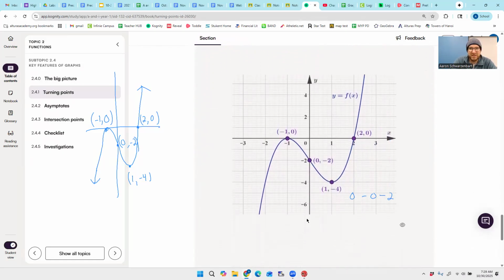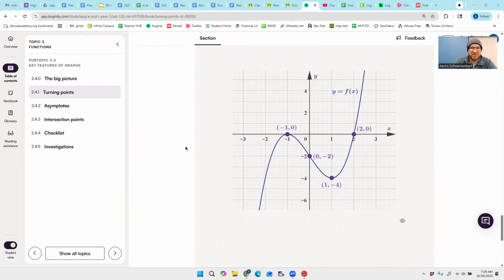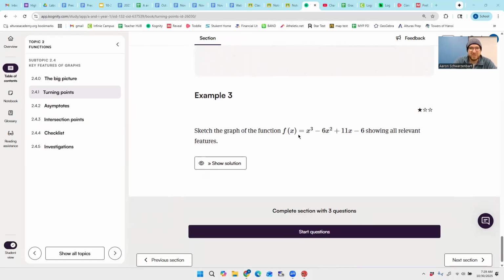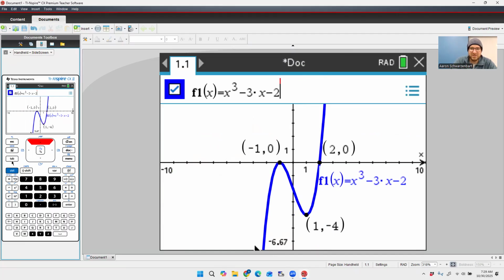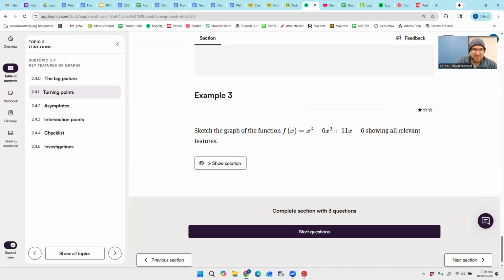So yes, without looking, I knew all the points they wanted. Okay, kind of points that they're looking for. Showing all relevant. Okay, so let's go back and graph this one. To get back to a graph, I'll just hit tab. x squared plus 11x minus 6.